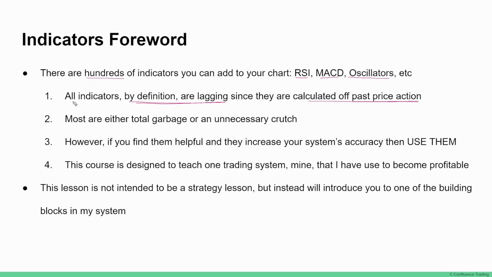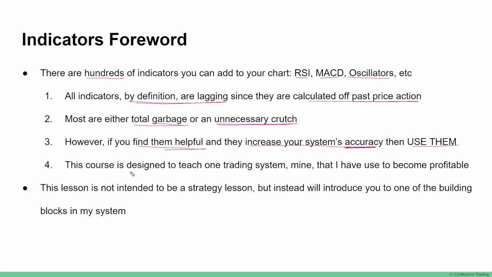So because of point number one, in my opinion, most indicators are either total garbage or they're just an unnecessary crutch, where you'd be better off just focusing more heavily on price action rather than having 100 different lines on your chart. However, this brings us to point number three. If you find them helpful and they increase your accuracy, use them. Please, feel free.